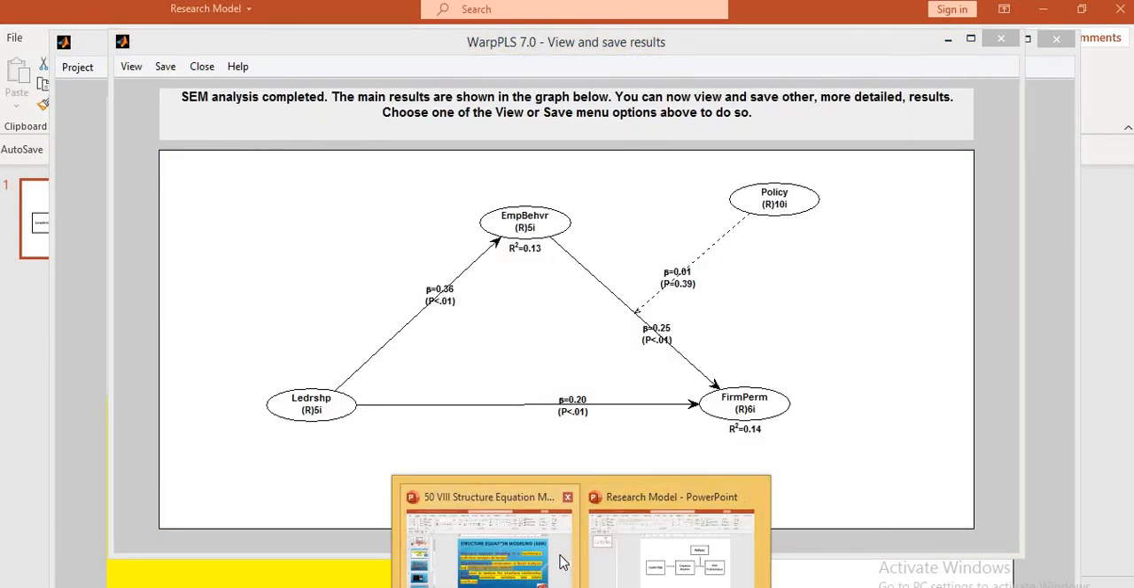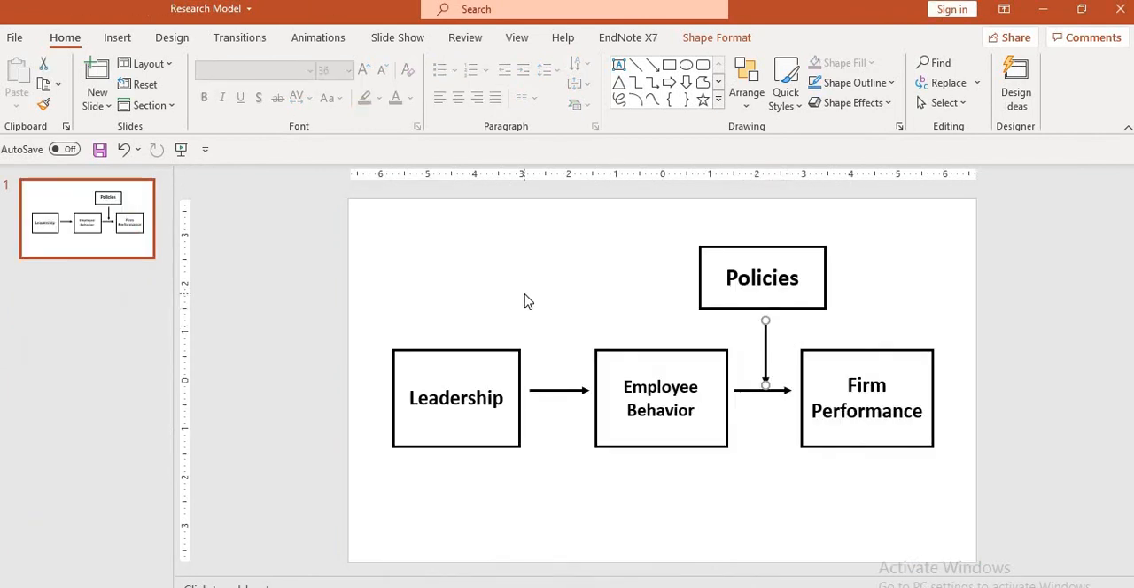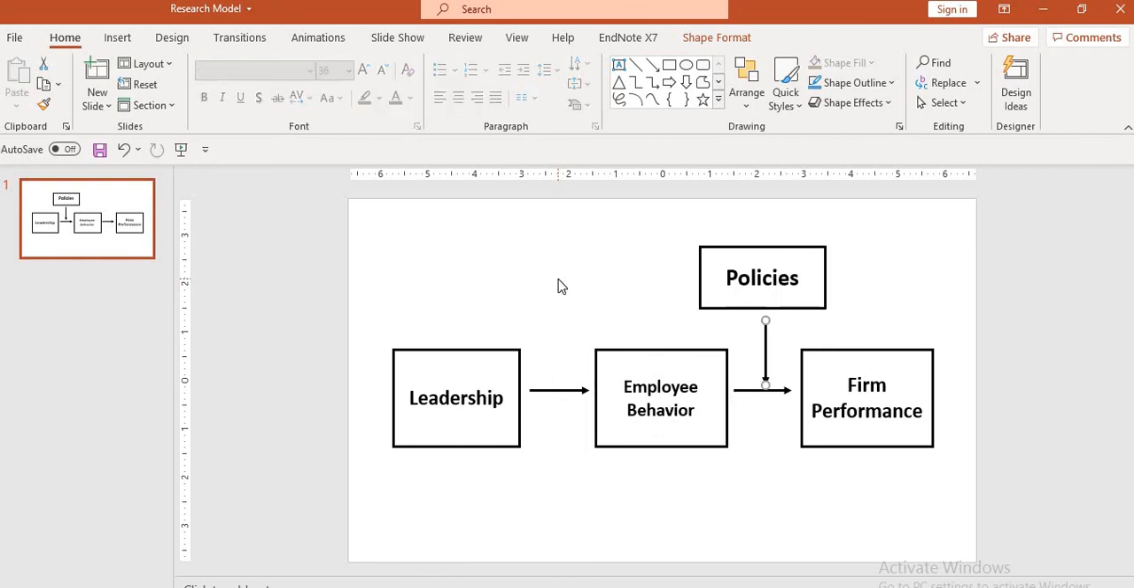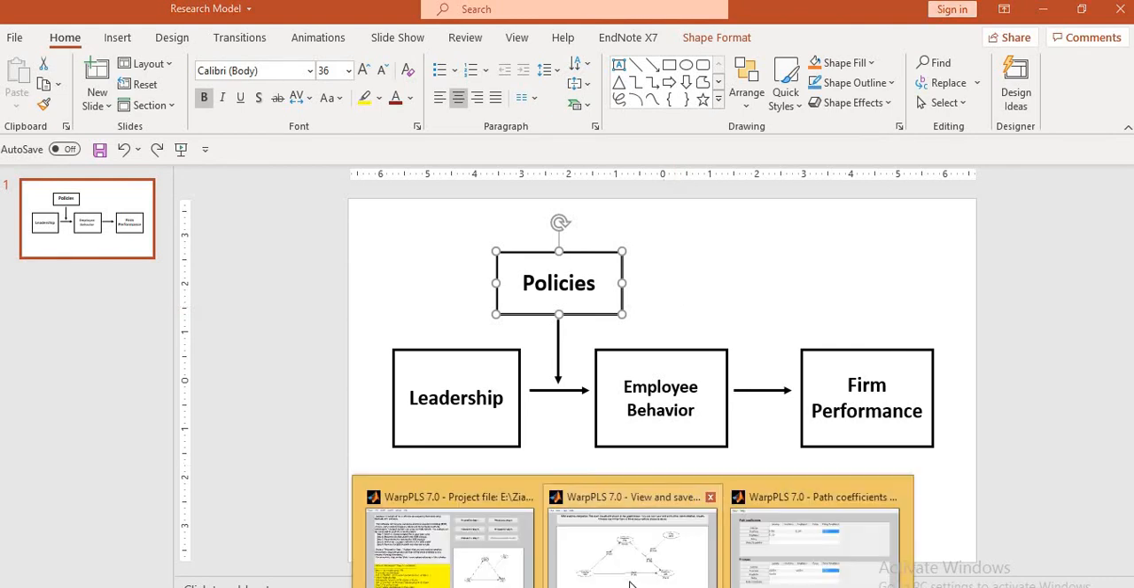You must know the difference between the structures. You must know your structure. What is the structure about? What is the sequence of variables you are putting in for testing? At this stage, the interaction effect of policy and leadership was significant as a moderated effect of the policy, but at this stage, when we check the analysis, the interaction effect of policy and employee behavior was not significant. So this is all due to the different structures of the variables.